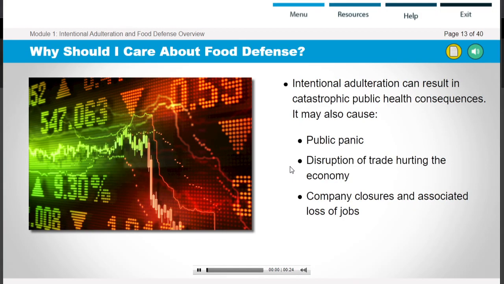You may be wondering why food defense measures are important. In addition to wide-scale illnesses and deaths, intentional adulteration can also cause widespread public fear and undermine public confidence in our food supply. An attack on our food might force recalls and company closures, putting all their employees out of work. That would be really hard on our economy, but could also result in job loss, which could hurt your family.